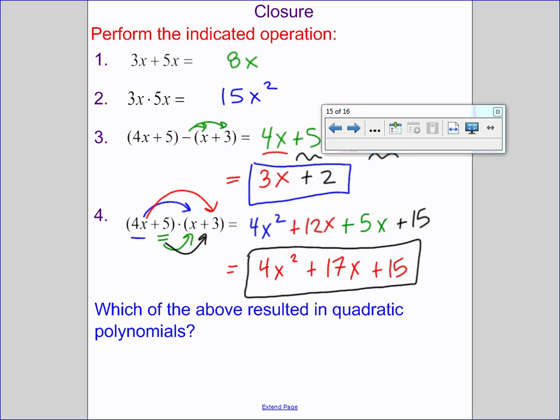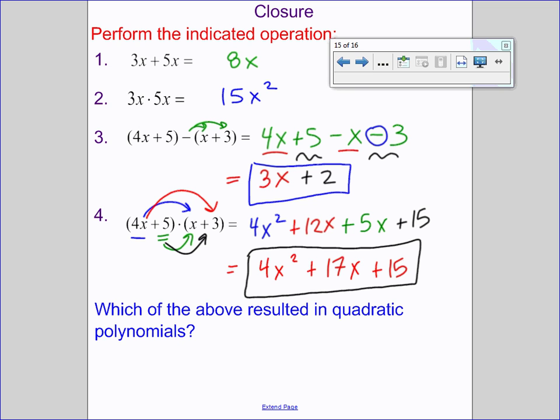All right, everybody look. Go ahead and tell your partner which of these problems, 1, 2, 3, or 4, resulted in quadratic polynomials as the final answer. And yes, that's right, a quadratic polynomial means the highest exponent term is a squaring term. So our 15x squared from number 2 is a quadratic polynomial. And then number 4, the 4x squared plus 17x plus 15, is also a quadratic polynomial.